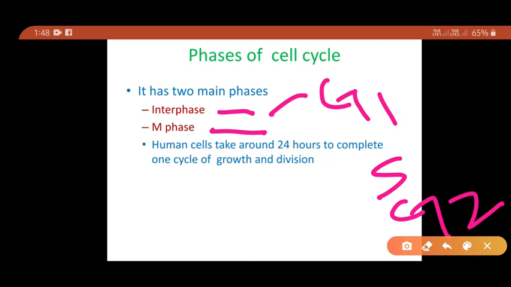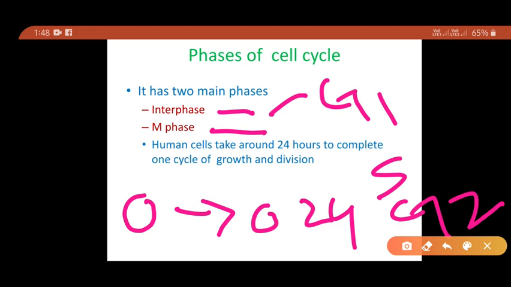There are three phases in the interphase, and human cells take around 24 hours to complete one cycle of growth and division. So to divide one cell into another, it takes 24 hours, that is 1 day in the human body.